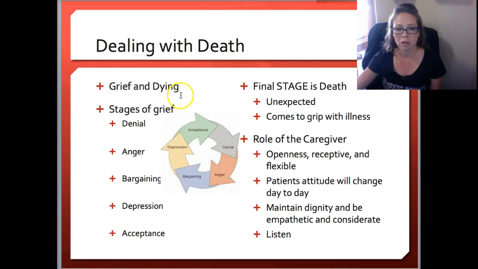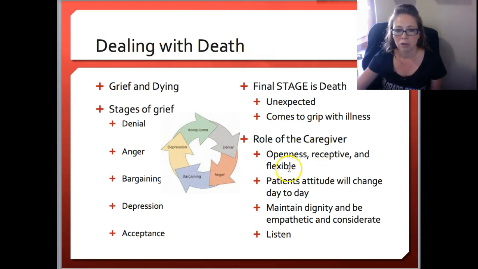Health Center 21 will then go over dealing with death, first going through grief and dying, and then going through the stages of grief, which are denial, anger, bargaining, depression, and acceptance. Remember that it is a continuing cycle, and everyone is different. Maybe they spend a day or even an hour in denial, and they go back to anger, and they can move back and forth through the stages. Okay? The final stage, of course, is death. Sometimes it's unexpected, so you need to support that family that is dealing with that unexpected death, moving them also through the stages of grief.